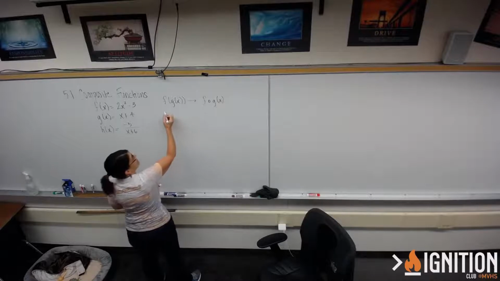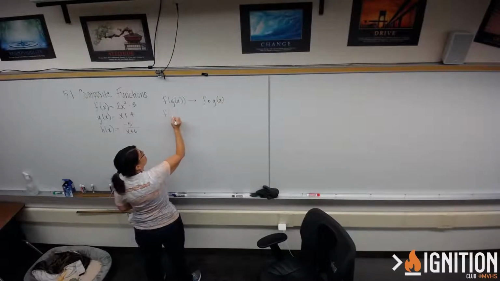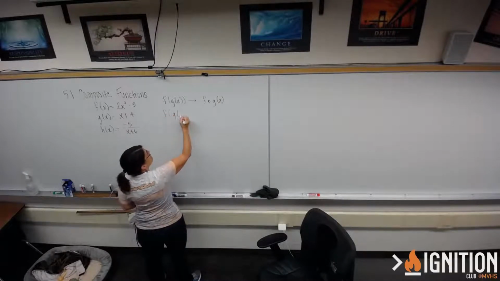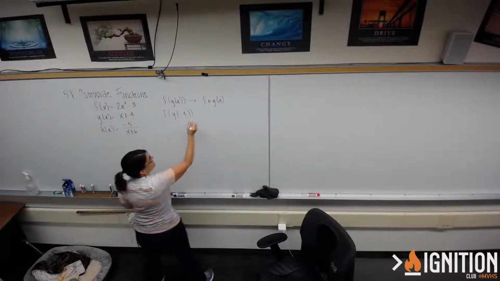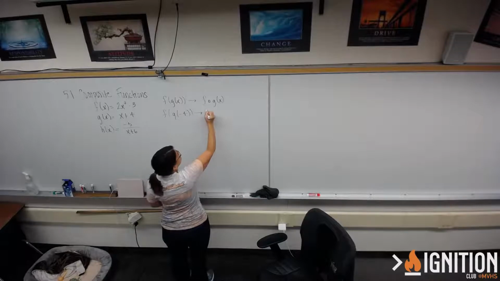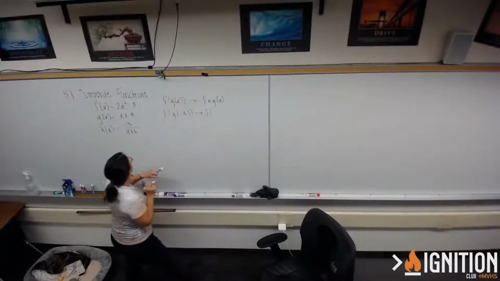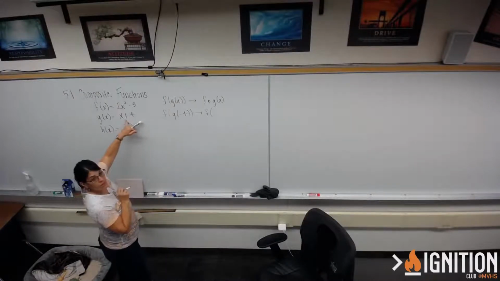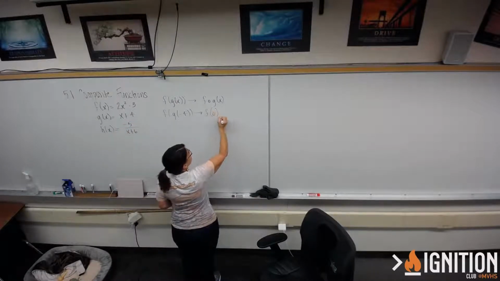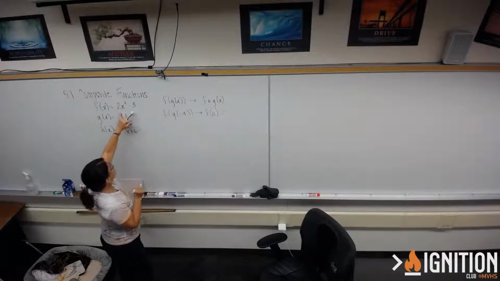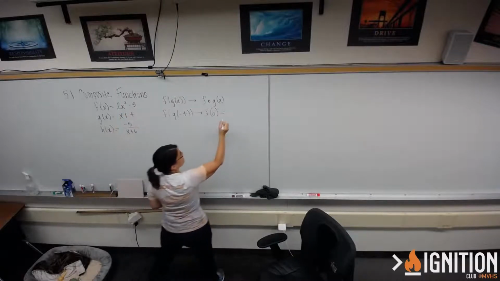Let's say I ask you to find the f of the g of negative 4. This is the f of the g of negative 4. Negative 4 plus 4 is 0. And the f of 0, plug in 0, you get negative 3.